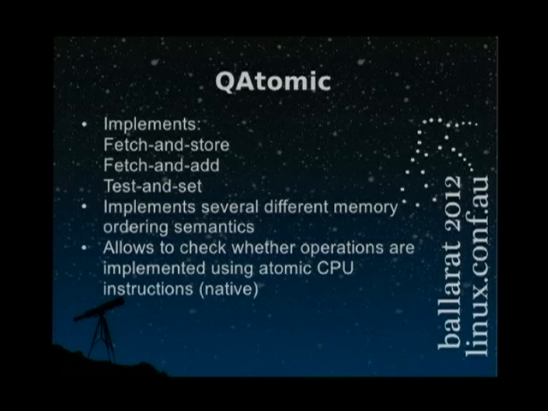So if you know about atomic programming, you know what I'm talking about. And most of all, it implements several different memory ordering semantics. So basically, you can do pretty much anything you need to do. And most of all, you always have an indication whether the operations you're trying to use are actually implemented natively using the atomic CPU instructions.